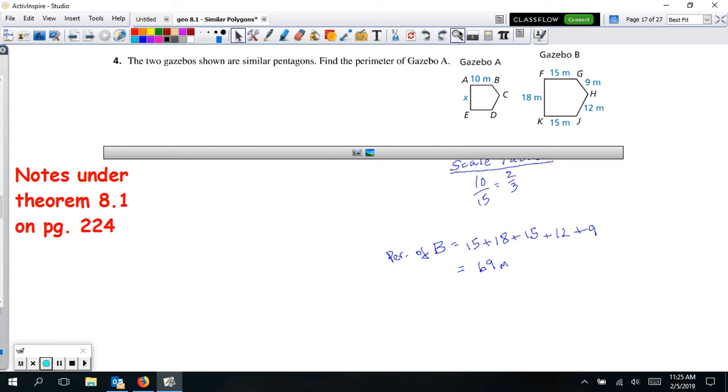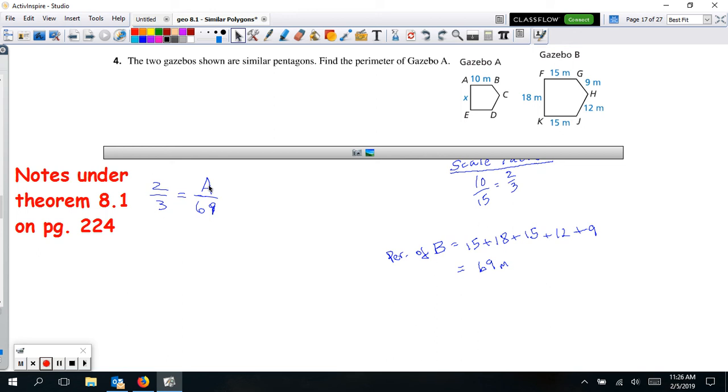So now what we're going to do is take the scale factor, our 2/3, and make a proportion out of this. The ratio of the perimeters is equal to the scale factor. It's equal to the ratio of any two corresponding side lengths here. So I can take the scale factor, the smaller one on top, so A is on top and B is on the bottom. I'm looking for A. I know B is 69. So it's going to be perimeter of A on top, looking for A. The perimeter of B is 69.